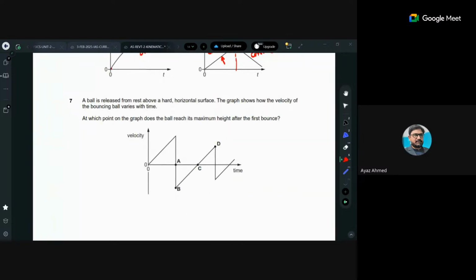Then this question is for the bouncing of the ball. I have explained this graph as well, if you remember all that explanation: the ball is released from rest above the hard horizontal surface. Rest means its velocity should be zero, right? At this point it hits, and at this point it bounces back. Again, the highest point. Again, it hits. Again, it bounces back.